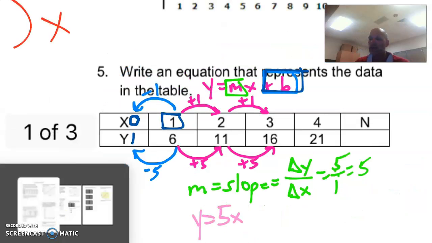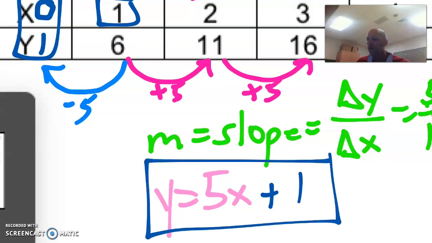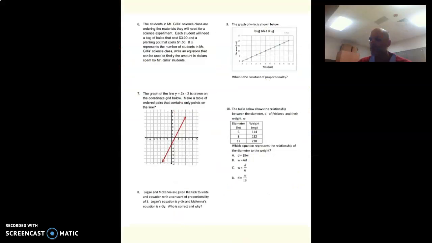So when x is 0, y is 1. So that means it will cross the y-intercept at plus 1. Okay, so that is y equals 5x plus 1. I know that can be a little overwhelming, I'm sure.